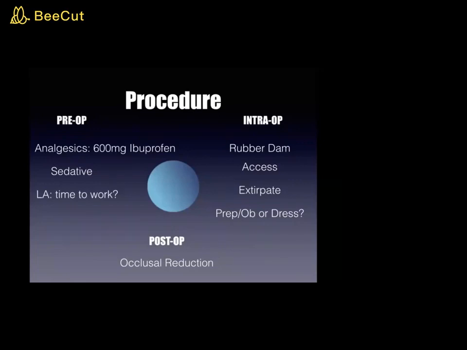As I said, you may want to give an intraligamental, and then ultimately, if that doesn't work, you have to go into the pulp and decide whether to extirpate it, or prep it, or just dress it. So you either prep or obturate it, or you just dress it. You need to make that call. Post-operatively, as I've mentioned, you'd reduce the occlusion.